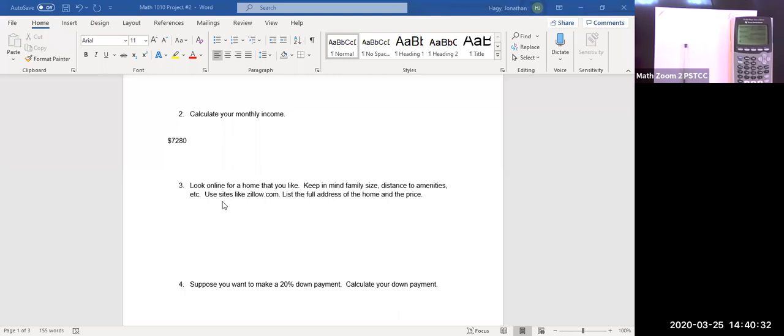So for question number 3, what I want you to do is list the full address of the home you choose and the price. So what was this one? 200,000. And I'll just copy and paste the address in.